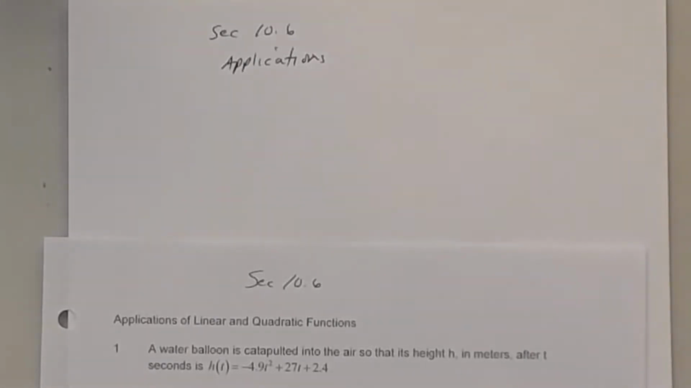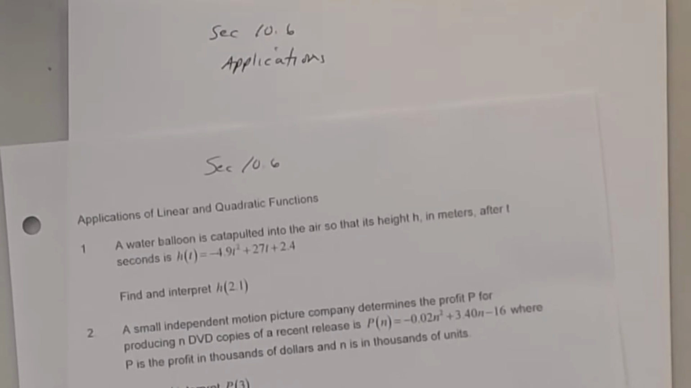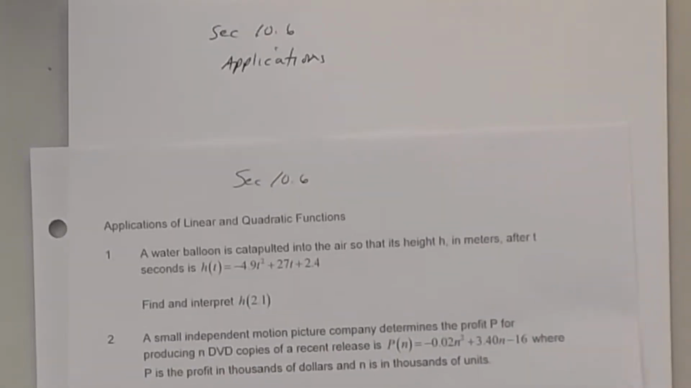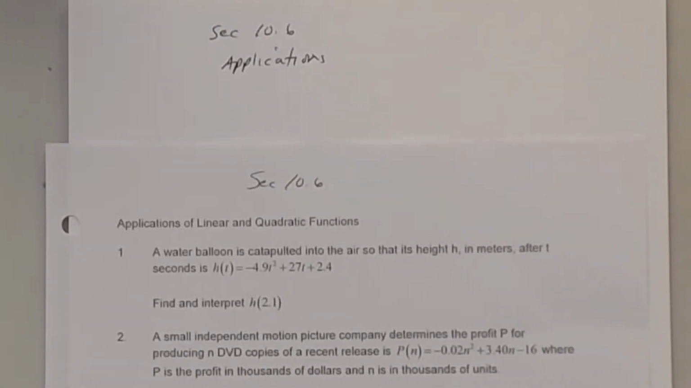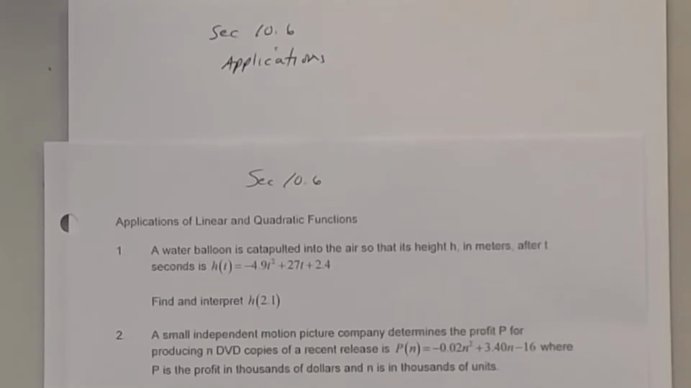Okay, so the first problem says that a water balloon is catapulted into the air so that its height is listed as h for height, and the units are meters. So the height's in meters after t seconds. So t is the time, it's in seconds. And then there's your function.